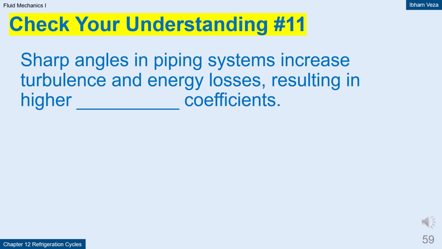Check your understanding number 11. Sharp angles in piping systems increase turbulence and energy losses, resulting in higher loss coefficients.